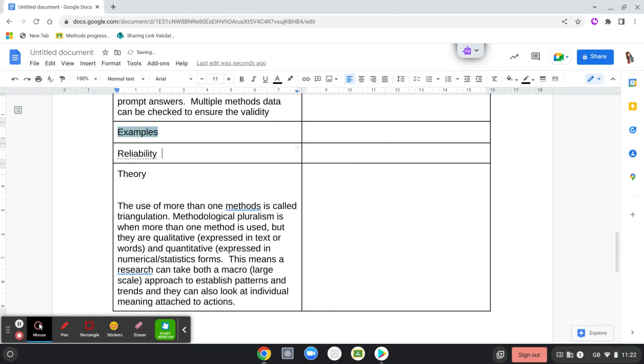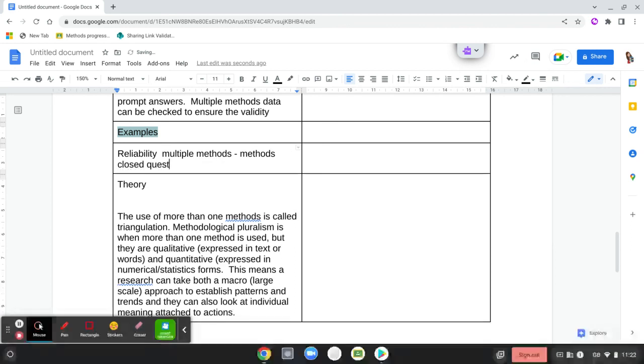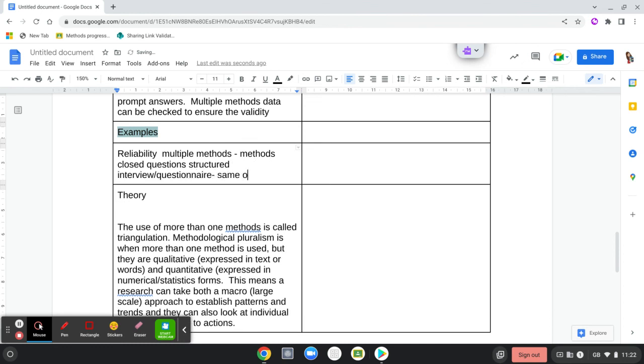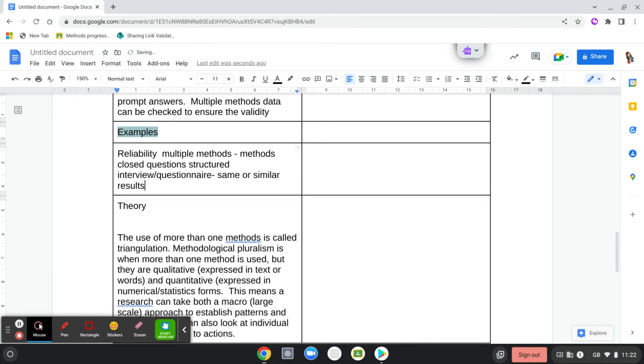So reliability, nice and short and sweet this one normally is. So if the multiple methods use methods with closed questions like a structured interview or questionnaire, you're likely to get the same or similar results in future.